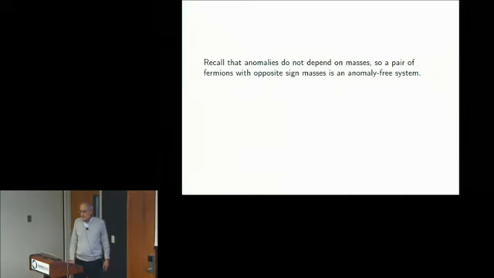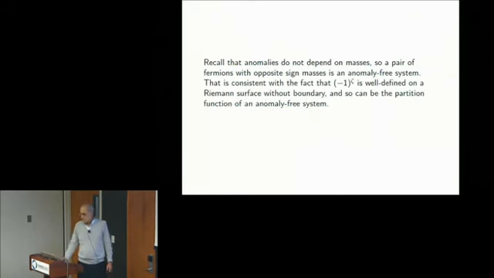Now recall that anomalies don't depend on masses, so a pair of fermions with opposite sign masses is anomaly-free. It's not trivial and uninteresting, but it's anomaly-free. I've just claimed that the pair of fermions with opposite masses has -1 to the zeta times uninteresting things for its path integral. And the statement that it's anomaly-free is completely consistent. -1 to the zeta is well-defined on a Riemann surface without boundary. So it can be the partition function of an anomaly-free theory. And when I say it's well-defined, that means it's anomaly-free. They're really synonyms here.